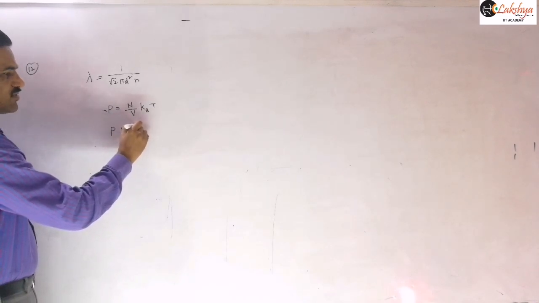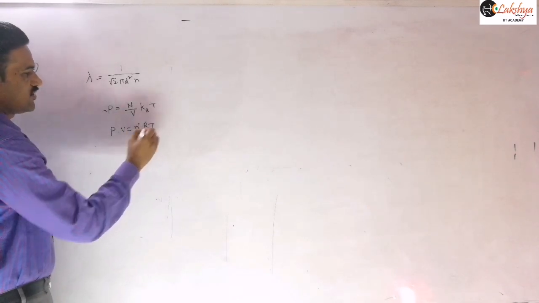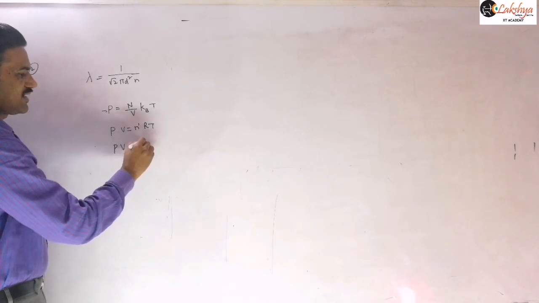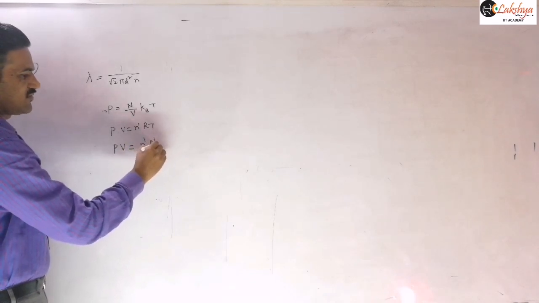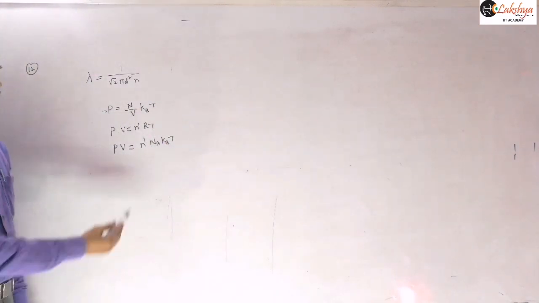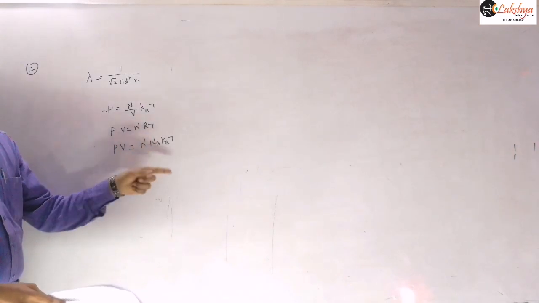Here this n is the number of moles. Let us take it as n dash. So n dash into R into T. So from this, K into V is equal to n dash into this value, you can write this as Avogadro number into Kb into T, right? So there is number of moles into Avogadro number. This is the relation between R and the Boltzmann constant.